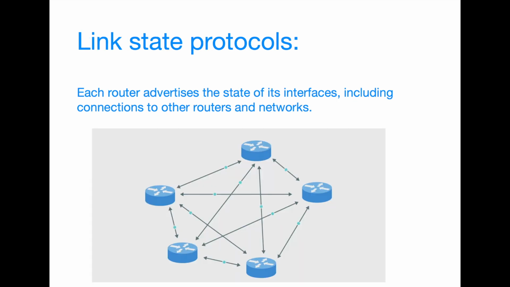This is where link state protocols come in. Link state protocols take a more sophisticated approach. Each router advertises the state of its interfaces, including connections to other routers and networks. This data is shared with every router in the autonomous system, creating a comprehensive view of the network.